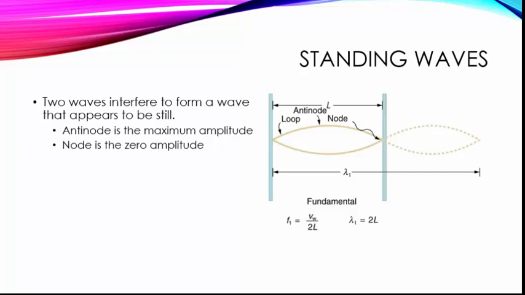Some of the vocabulary that goes along with this is an antinode is the maximum amplitude, and a node is where there is no amplitude. And you'll be counting nodes and antinodes, and there's actually 2 antinodes in a full wave.